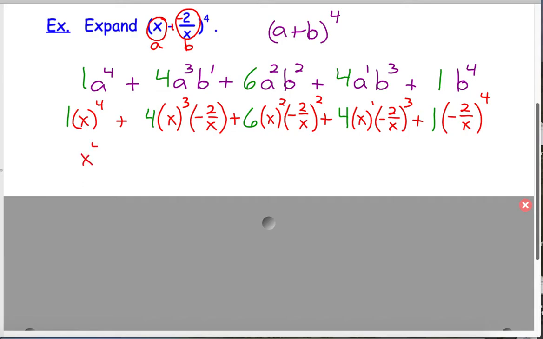So we're going to get 1x to the 4th. This is going to be a negative, and then 4 times 2 is 8, and we're going to have x cubed over x, which will simplify to an x squared. For the next term, we're going to have a plus, because a negative 2 over x squared, let me write that here, negative 2 over x squared is going to give us a positive 4 over x squared. And then I'm multiplying that times x squared and a 6. So the x squareds are actually going to cancel out completely, and we're just going to have plus 24.